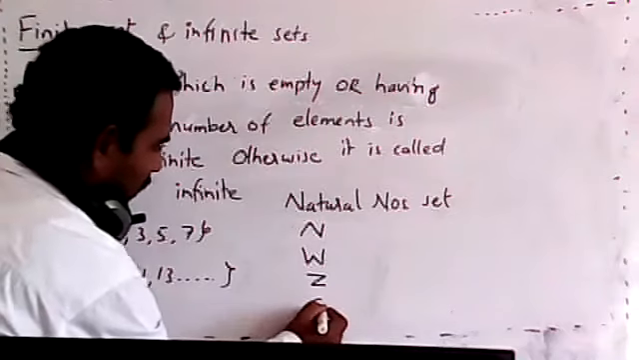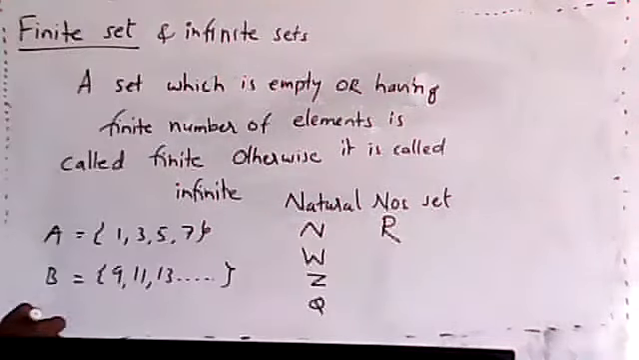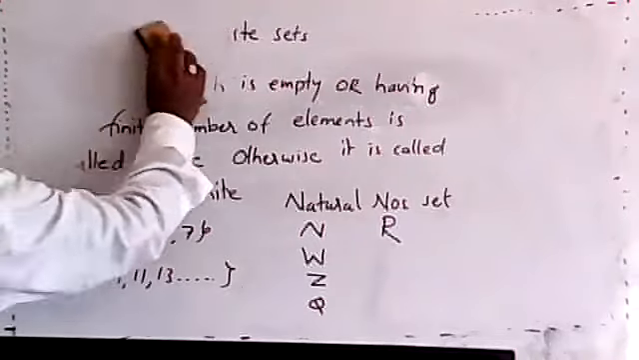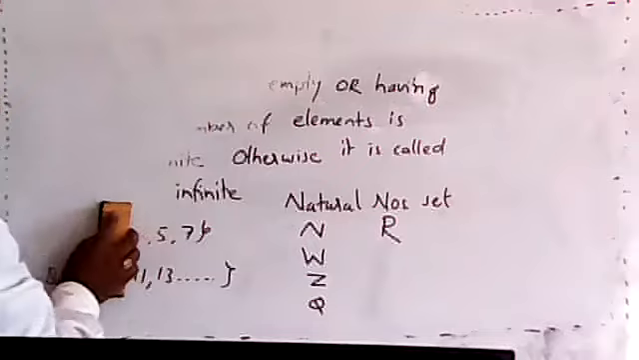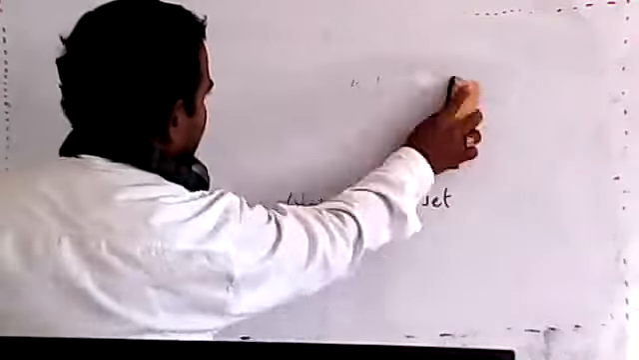Similarly, in the case of rational numbers also it is not possible to count, even real numbers also not possible. All these sets are what? Infinite sets. Good. We'll see so many examples in the exercise. This much is enough to understand, hopefully.